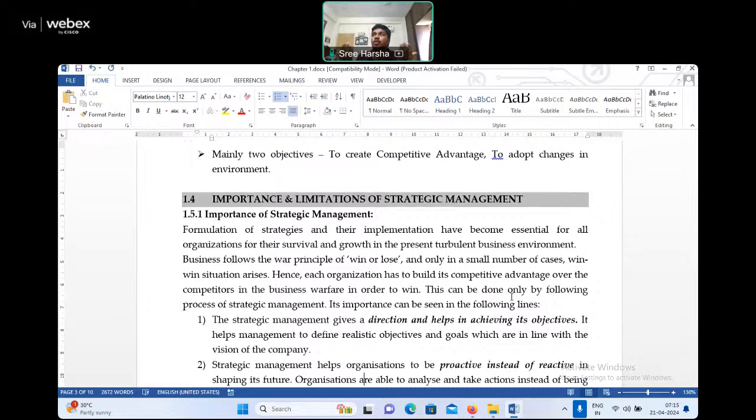And if I don't set a goal, and if I don't combine all of them into one single direction, all of them will just get into their own action in different directions, and ultimately we will not be able to produce results as an organization. So strategic management is required for bringing everybody into one direction and then moving, for capturing opportunities, for creating.